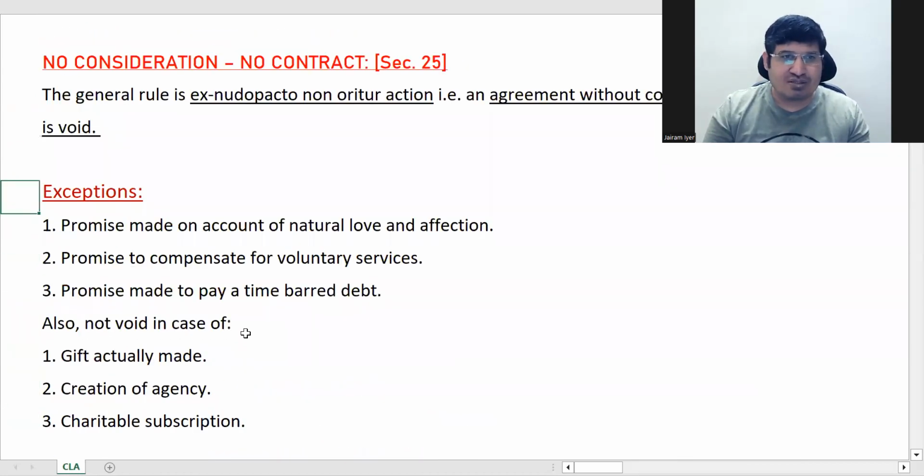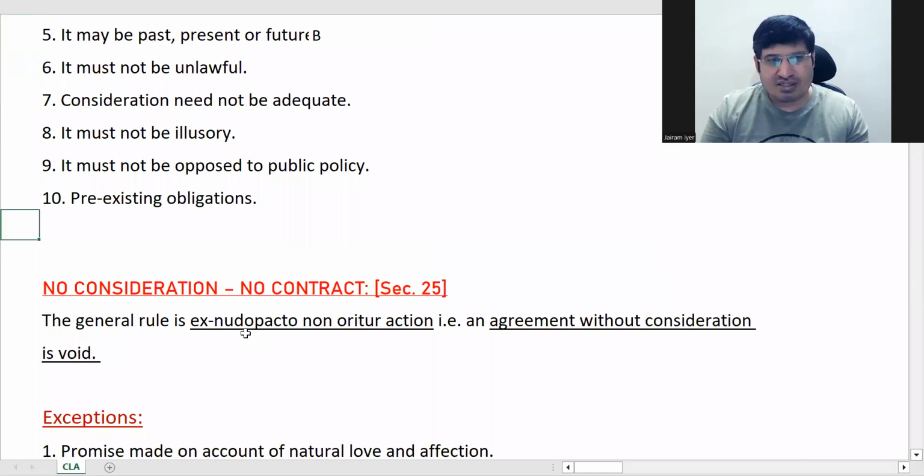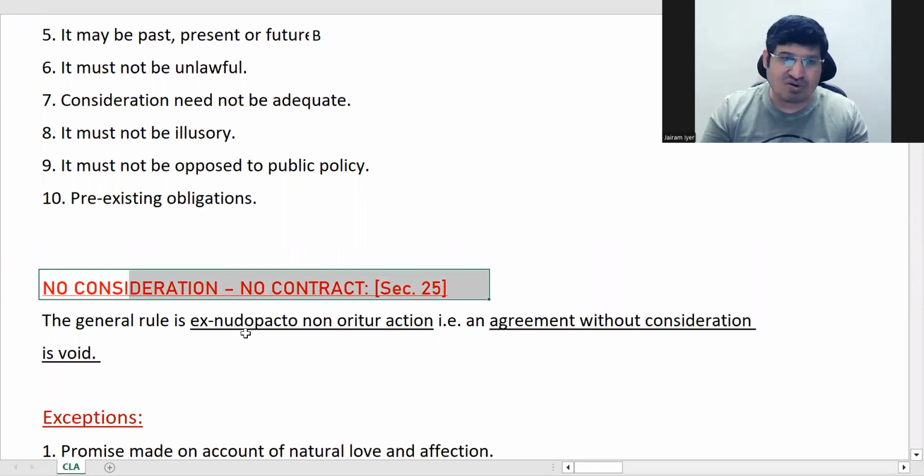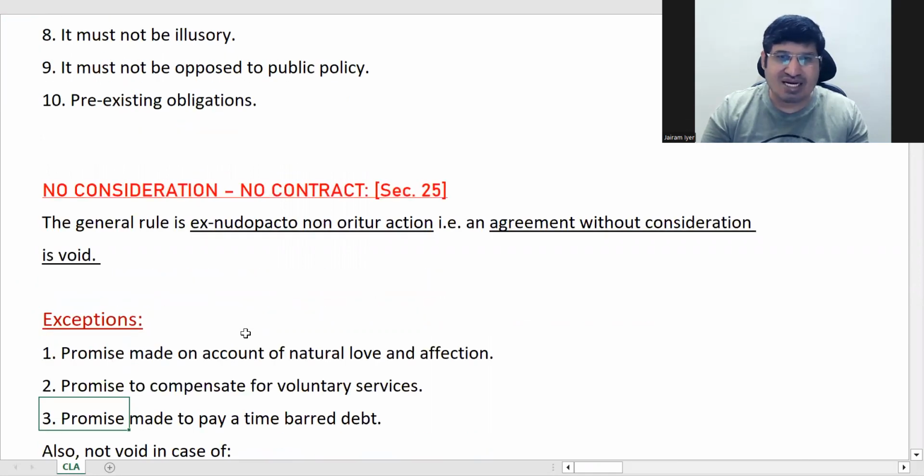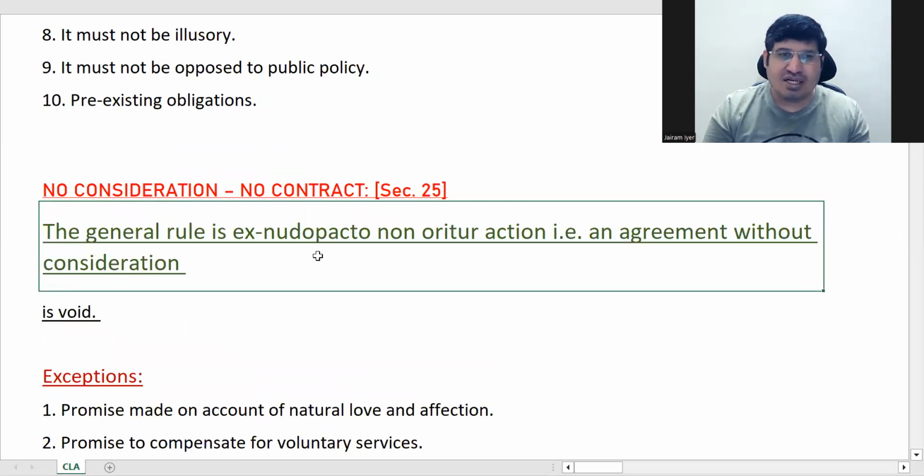Then next is no consideration, no contract. I was telling you this, right? No consideration, no contract. So this is a Latin phrase here: ex nudo pacto non oritur actio. In the Contract Act, you hardly have 5 or 6 kind of these Latin phrases. Sometimes in your fill in the blanks or something, it can come.